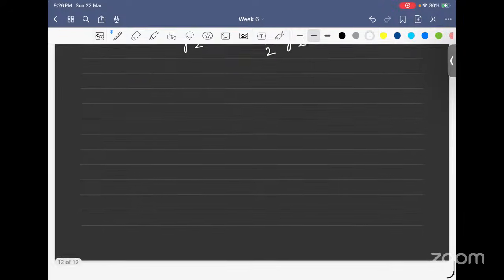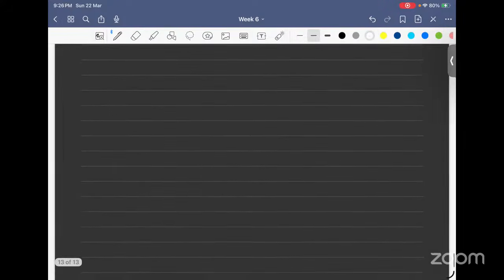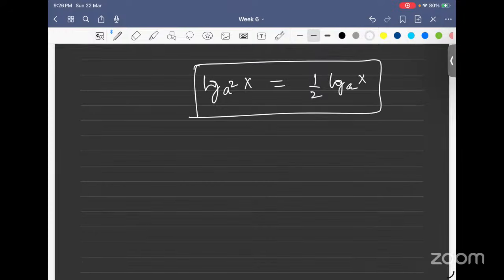Yes, correct. These properties I hope you might be knowing. So log of anything, for example a square, of x, you can write it as 1 by 2 log of x base a. These are all derived from the properties that we have discussed, the 5 6 properties. Or log of a to the x square, you can write it as 2 times log of x base a.